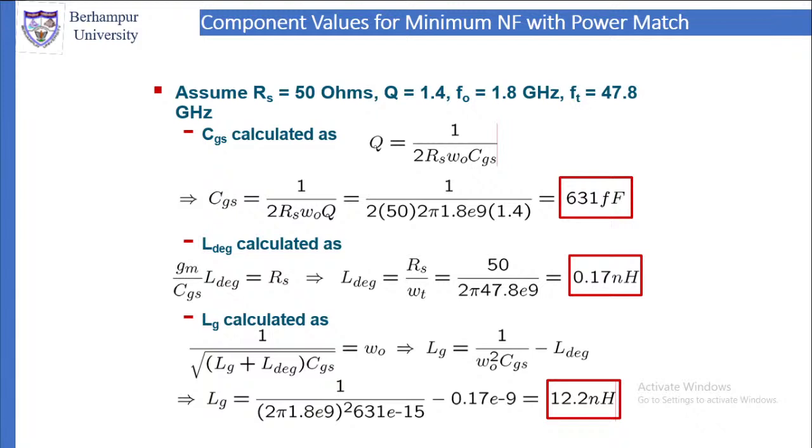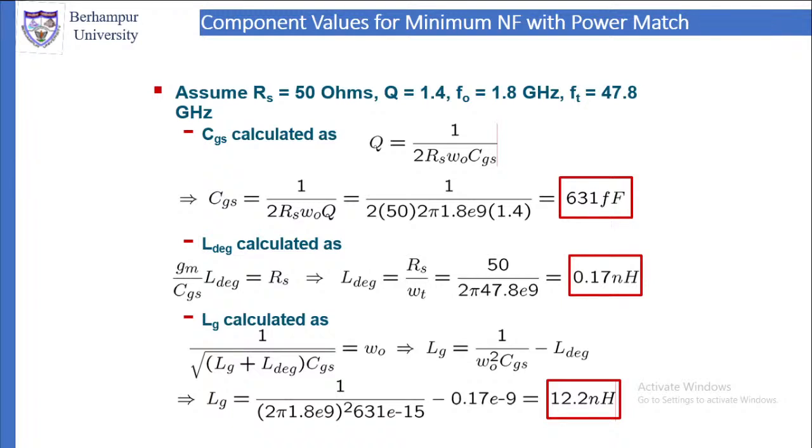Now, what are the component values to get the minimum noise figure? Why do you require component values? Because you are designing the low noise amplifier, so you require the component values. So these are the component values for minimum noise figure with power matching.